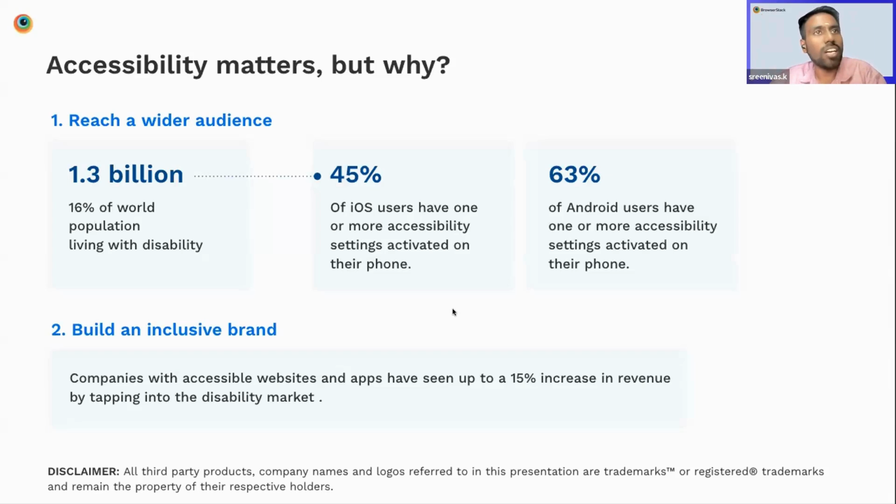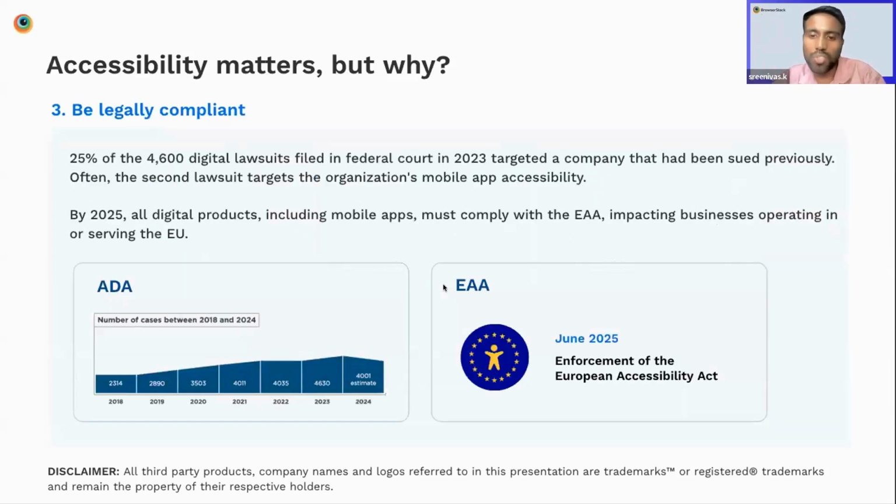And if these two are not convincing enough for you, then the third thing should convince you. There is the legal aspect, and there are regulations that are coming up. There is the ADA in the US, which means that you have to adhere to the WCAG 2.1 AA guidelines. And there is also the European Accessibility Act, which is being enforced in June 2025. It mandates that you have to be at least 2.1 AA compliant in terms of the WCAG guidelines, right?